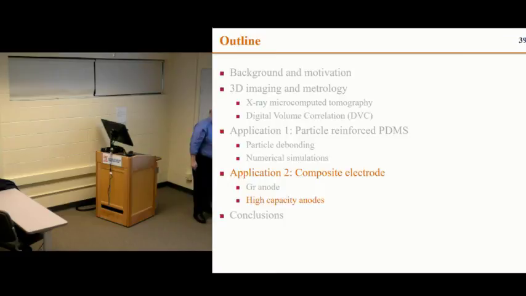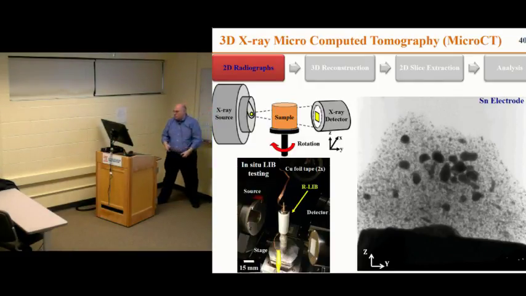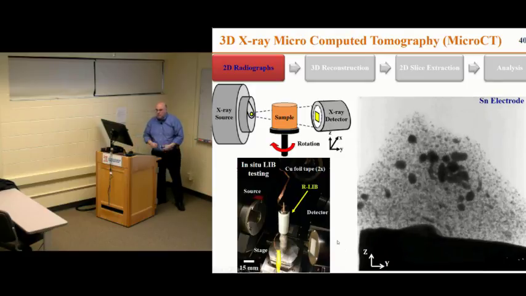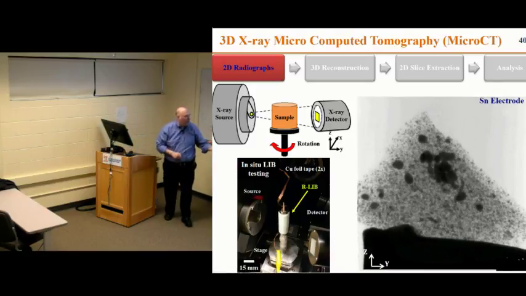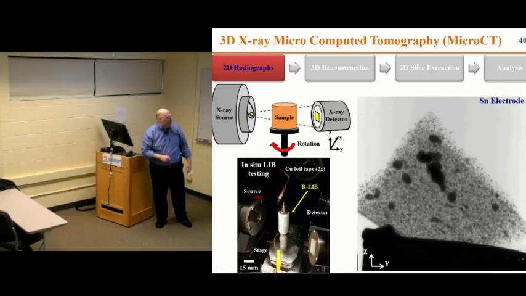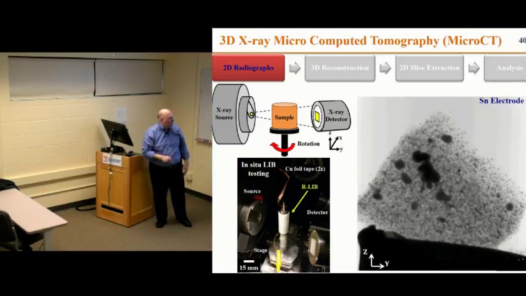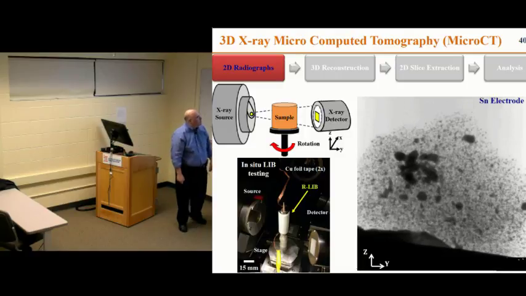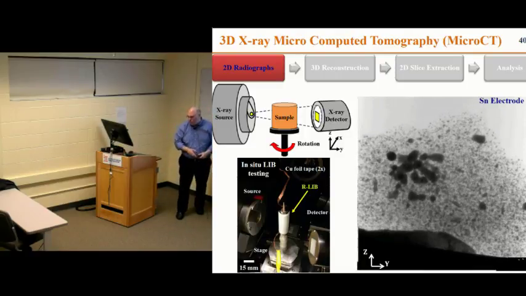But if we want to go to a higher capacity, that's a bit more of a problem. So here's one example of an electrode. Again, these are the 2D radiographs with tin particles. All of them are tin particles. There are no marker particles in here. This is just tin. Well, maybe there are. I don't remember, to be honest.